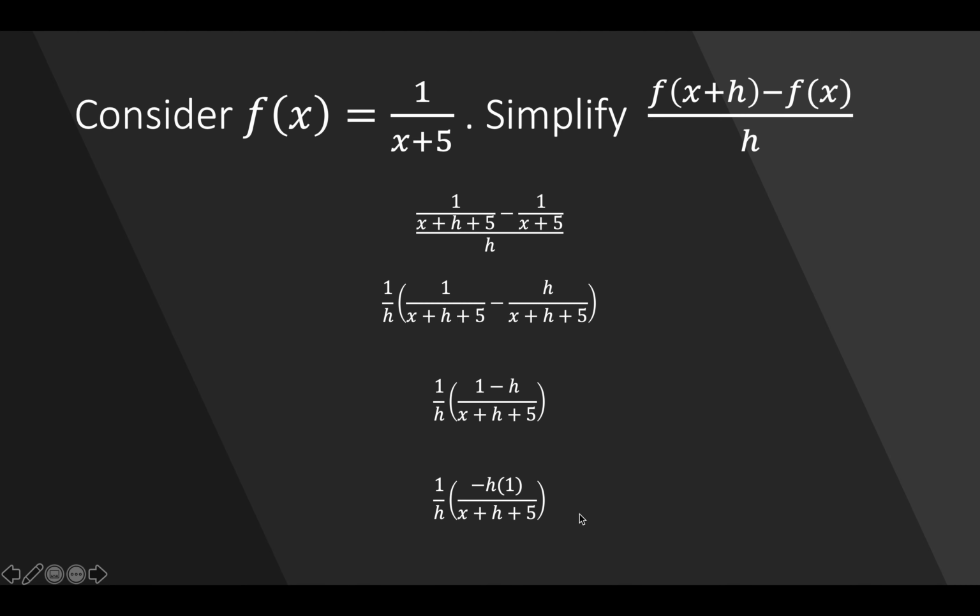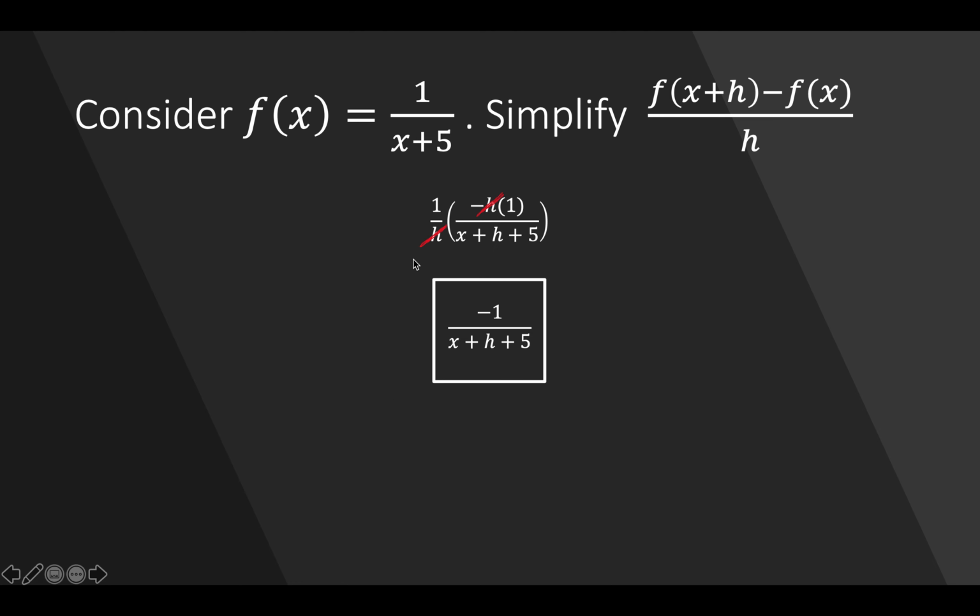And here, we factor out the h, which will allow us to cancel it from the top and bottom. Since it was negative on top, I'm taking the sign with it. As we can see here, the h's cancel, and that negative still remains, so it goes to the 1. Our final answer is negative 1 over x plus h plus 5.